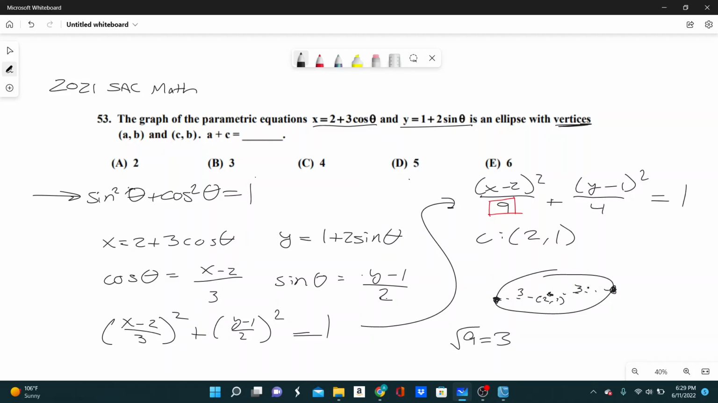So then what that tells us is the coordinates of our vertices. If you have (2, 1), and you move 3 to the right, you're going to end up with (5, 1). And if you have (2, 1), you move 3 to the left, you're going to have (negative 1, 1). So what we can do here is, well, let's look at what they're asking for. They're asking for the sum of the x-coordinates, a plus c. And so that'll be negative 1 plus 5, and that's just 4. Alright, so that's answer choice C.